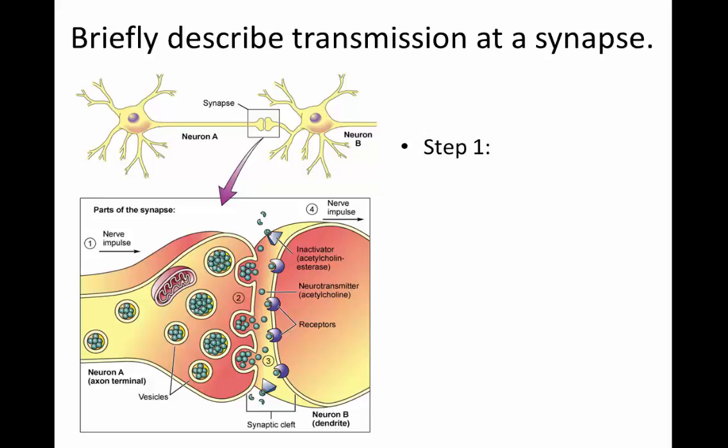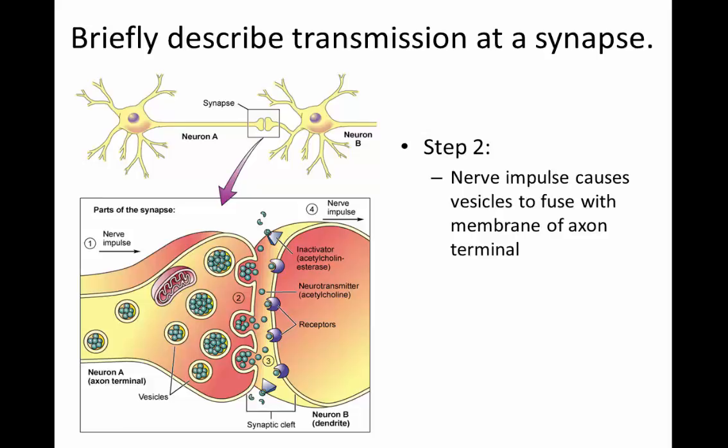So let's start with step 1. Step 1 is that a nerve impulse travels along neuron A. And so we were just looking at that with the depolarization and so on. And so the nerve impulse travels along the axon of neuron A.